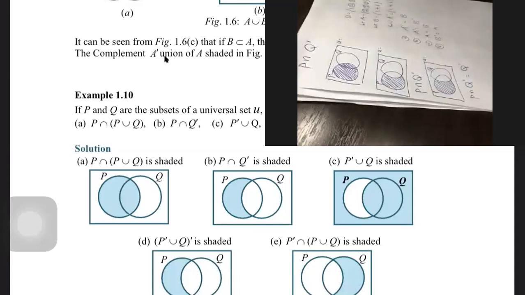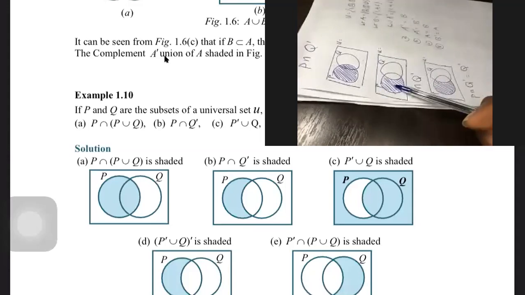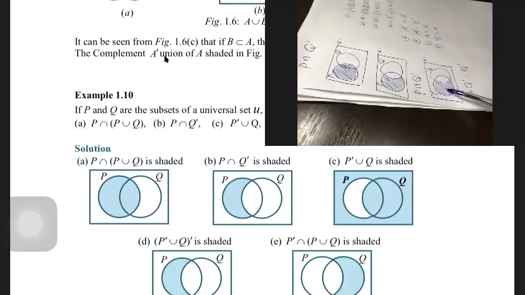Look and look at P intersection K complement. They are the same. So P intersection K complement is equal to K complement. Very, very easy. Good. Now let's continue.